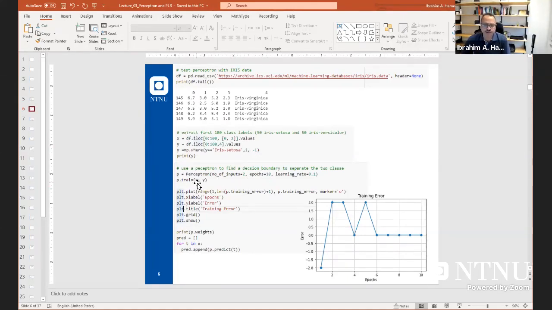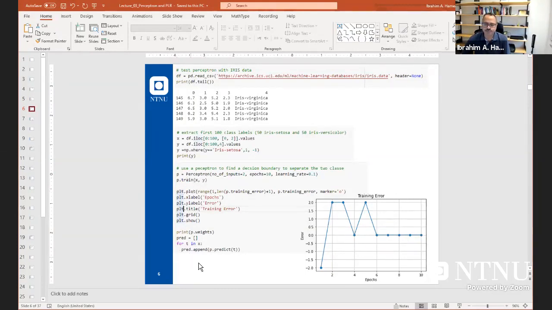And this line of code here is just for initializing. So I will create a model called the perceptron, and it has 2 inputs. I will use 10 epochs for training it, and the learning rate will be 0.01. And after that, I will train it using X and Y. X will be the input features, and Y will be the target feature or labels.